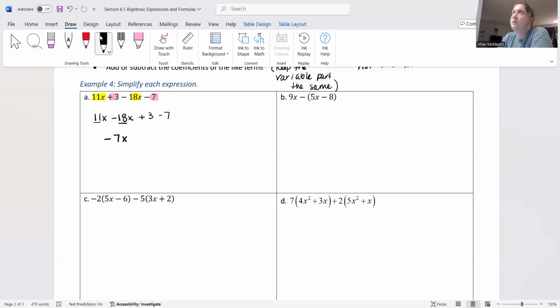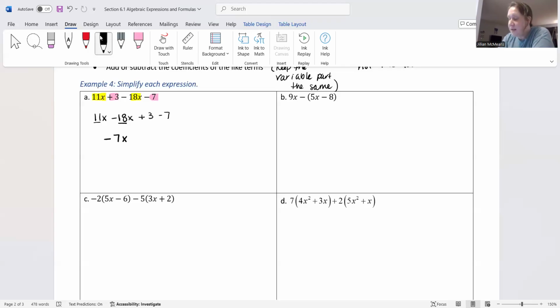Sometimes it helps if you think of temperature or money. If you had $11 in your account and then you wrote a check for $18, you're now negative $7 in your account. Or you could say the temperature was 11 degrees. It dropped 18 degrees. It is now negative 7 degrees.